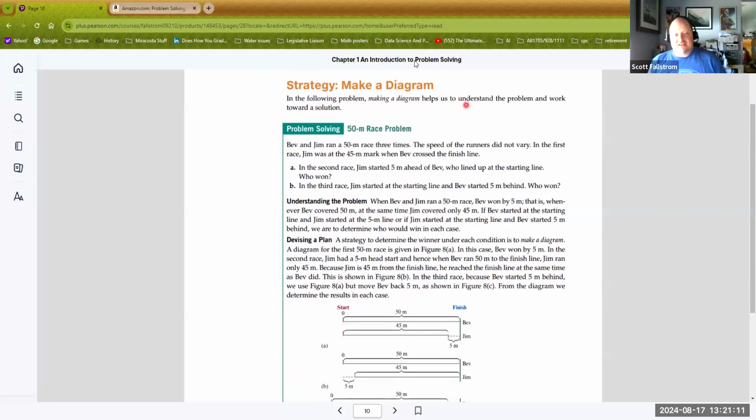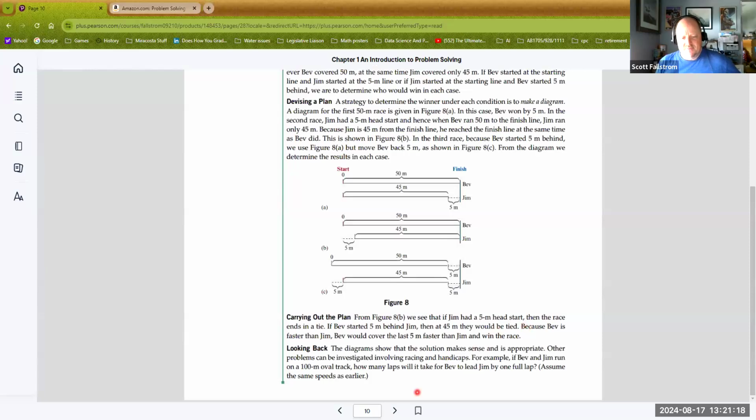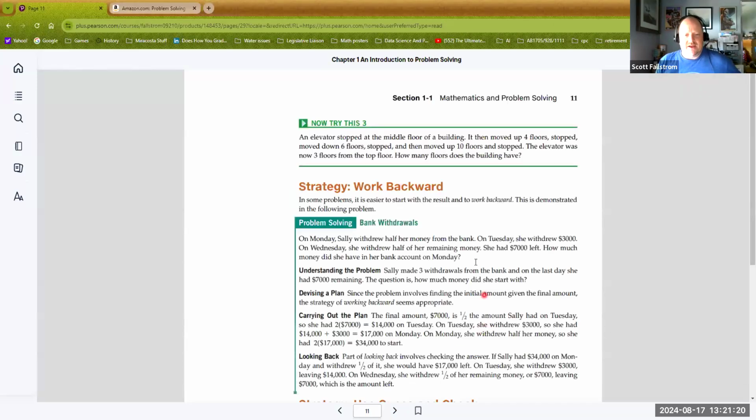Okay. Next up is making a diagram, kind of drawing a picture. It helps sometimes to gauge, especially when you have different distances or different times. I'll let you read through that one. And the other one is work backwards. So working backwards is often what we use when we don't have algebraic skill yet. So you might remember questions like this.